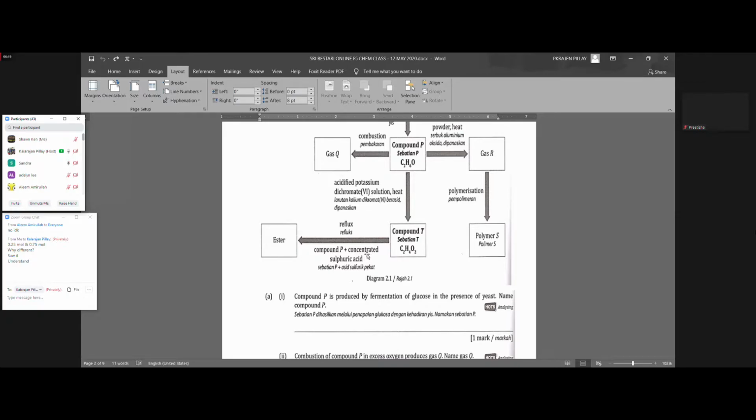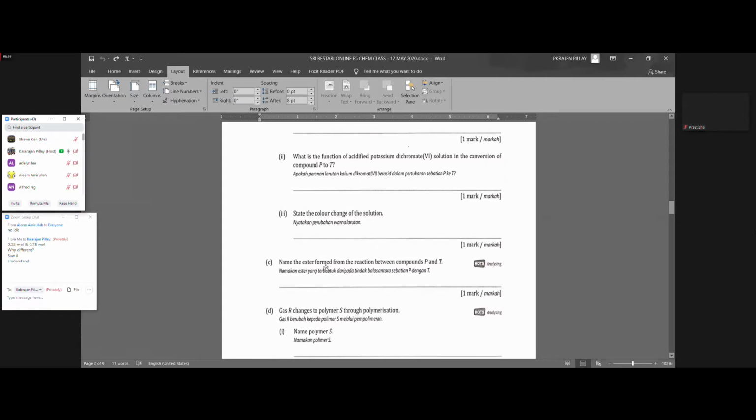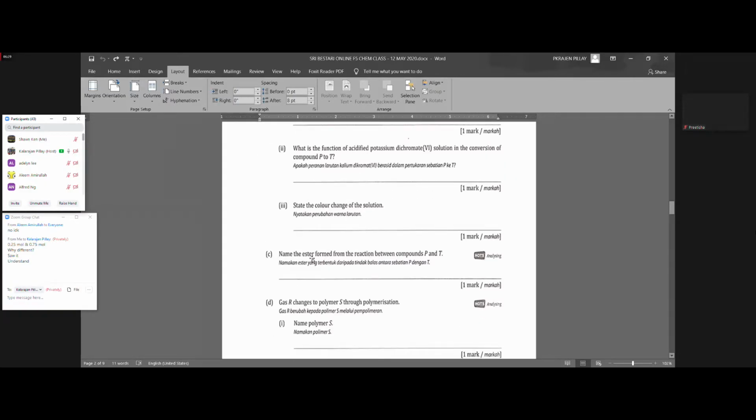Ethanol and ethanoic acid. Come on, I've done this with you. Well done. Okay, very good. So the ester is ethyl ethanoate. Write down, they ask for the name of the ester. Name the ester: ethyl, E-T-H-Y-L, then ethanoate. So I think it's very simple.